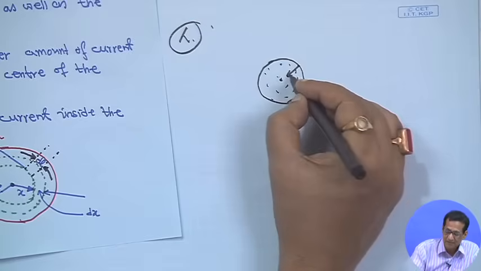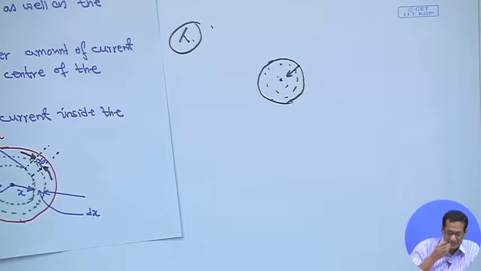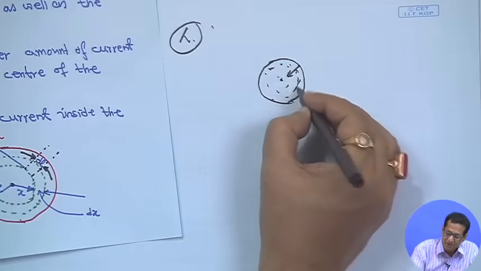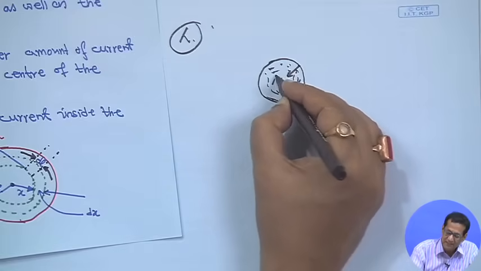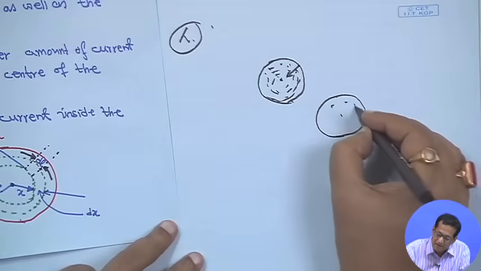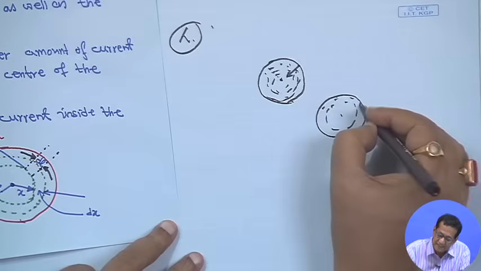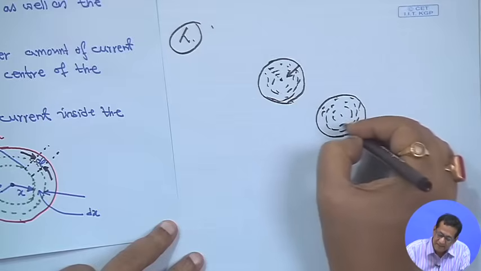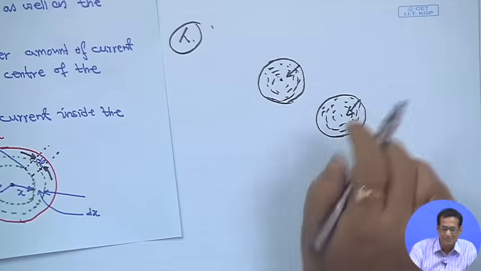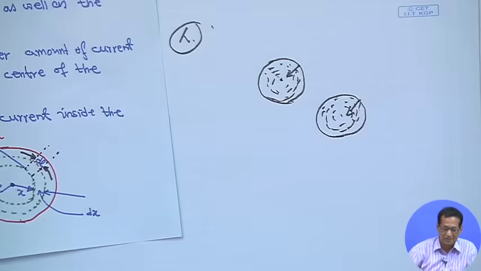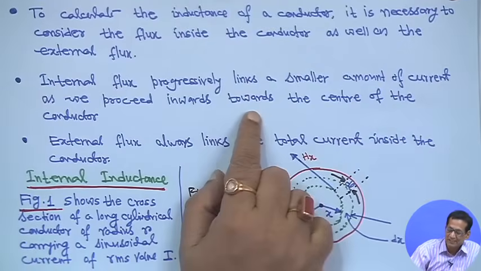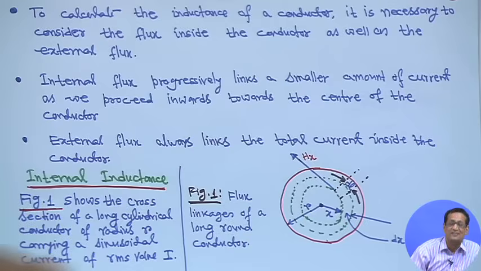We are assuming that. Therefore, as we move like this, the internal flux progressively links less current. Suppose you draw all the internal flux lines like this. As you move from the surface towards the center, it progressively links a smaller amount of current. That is what is written here: as we proceed inwards towards the center of the conductor.